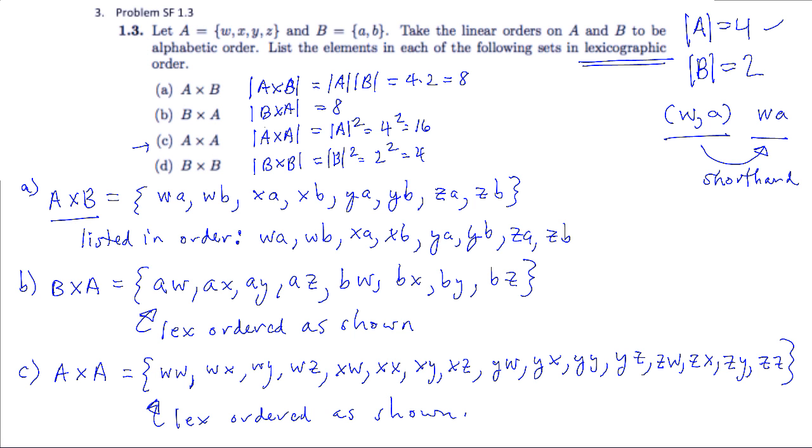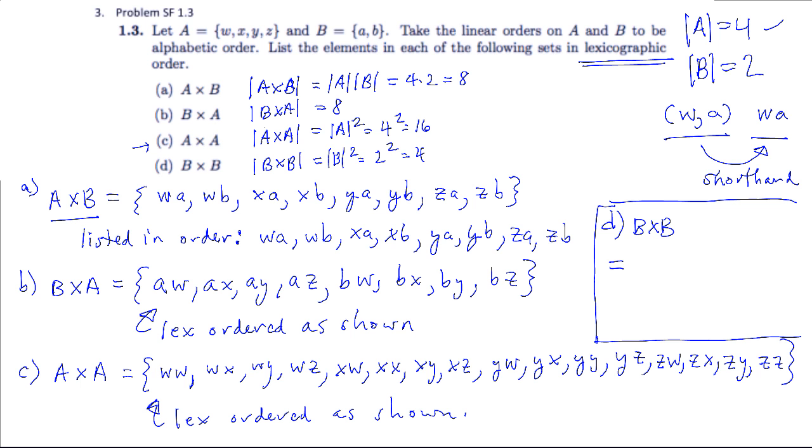And it looks like I might have just enough room for part D here. Good thing part D is the short one. I'll put part D here. B cross B is equal to, and I'll make the set. And I hope you don't mind me breaking the line over like that. And this has A and B in it. So AA, AB, BA, and BB. Okay, so I'll just label that as being lex ordered. Okay, so this is it.